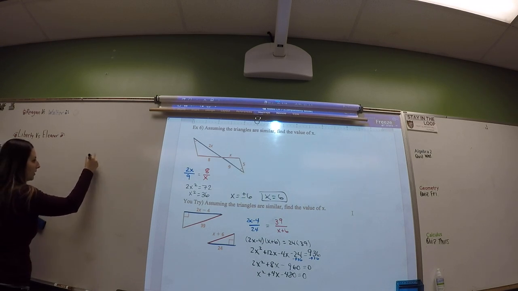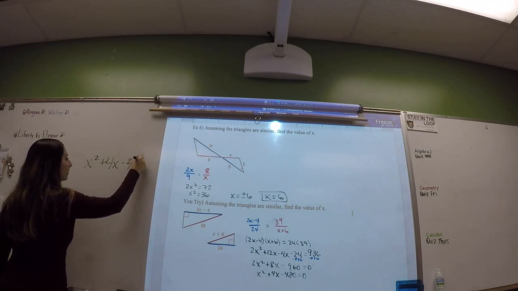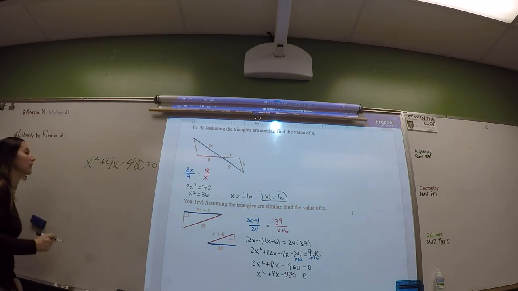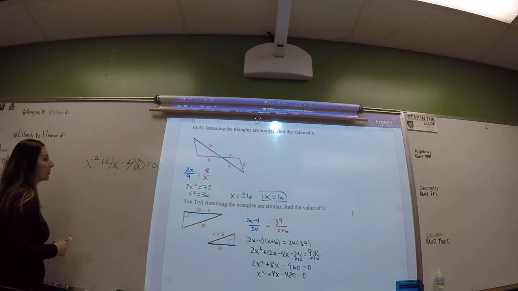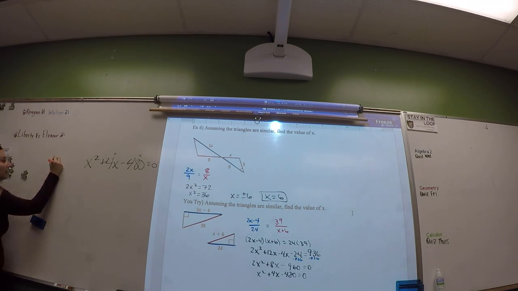So I'm just going to rewrite this over here. Okay, so let's go over factoring. In order for us to be able to factor this, you're looking for two numbers that will multiply to negative 480 and add to 4. Things that multiply to 480: 1 and 480. If we want it to be negative, we're looking at either negative 1 and 480 or positive 1 and negative 480. Do those add to 4? No. So we need numbers that are closer together. What other things multiply to 480?